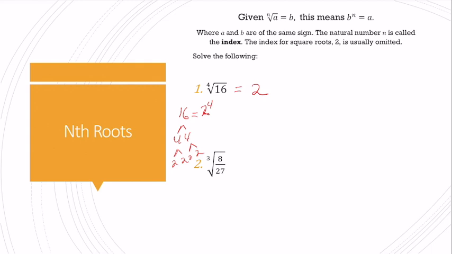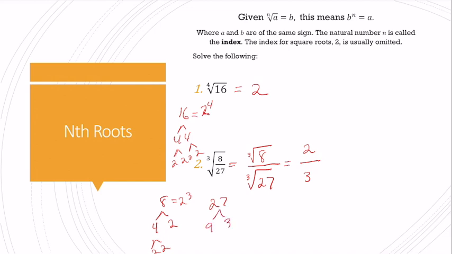Now, what if I'm taking the cube root of a fraction, okay? Or the square root for that matter. I'm going to take the cube root of the numerator over the cube root of the denominator. The cube root of 8 is going to be 2. The cube root of 27 is going to be 3. And that's because if I made a factor tree for 8, I would get 4 times 2, which is 2 cubed. And if I have a factor tree for 27, that's going to give me 9 times 3, which is 3 times 3 times 3, so 3 cubed.